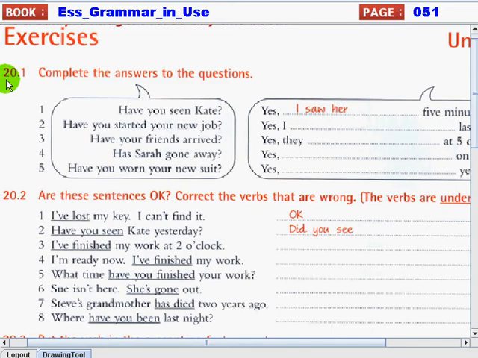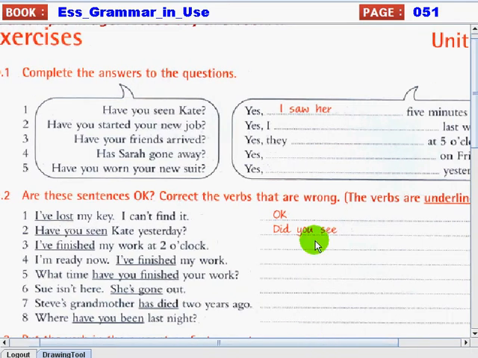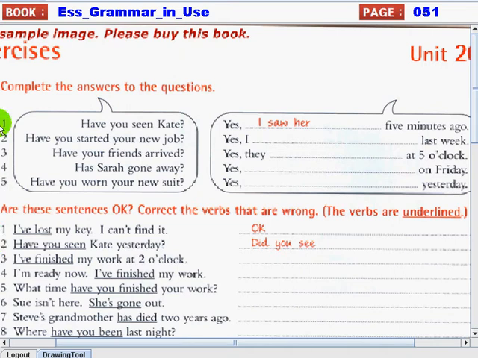Now, in this exercise 20.1, I want you to complete the answers to the questions. Let's read the example in number 1. Have you seen Kate? Yes, I saw her 5 minutes ago. The question was in present perfect because until now, the person who asked this is asking or looking for Kate. And the answer is in past simple because the person whom he asked saw Kate 5 minutes ago. The person saw Kate 5 minutes ago.